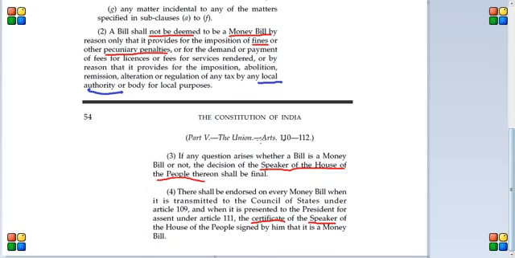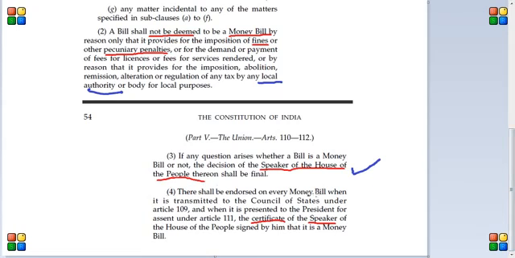Next, if any question arises whether a bill is a money bill or not, the decision of the Speaker of the House thereon shall be final. This is very important from the UPSC perspective. Who decides whether a bill is a money bill or not? Only the Speaker of Lok Sabha can decide whether a bill is a money bill or not. That's very important that we have to remember.